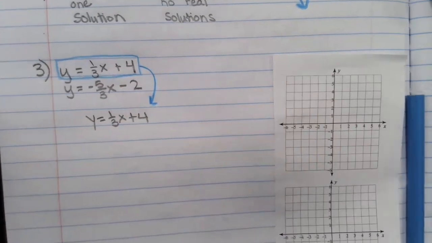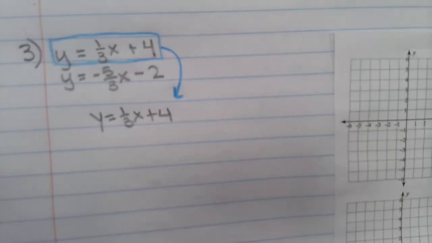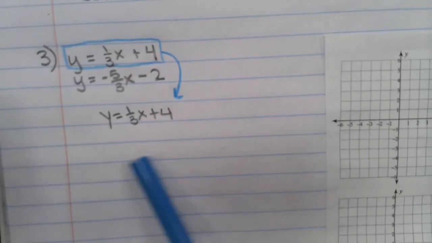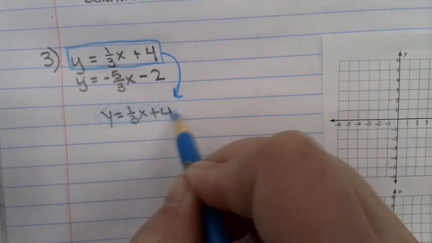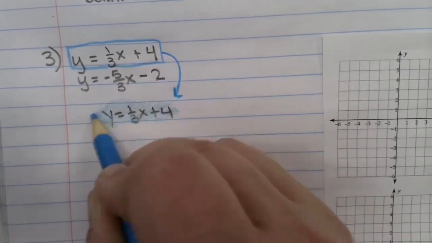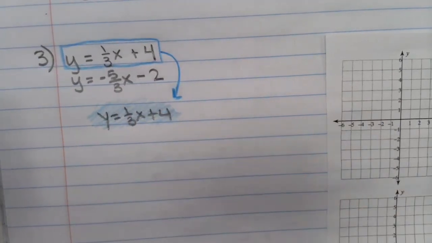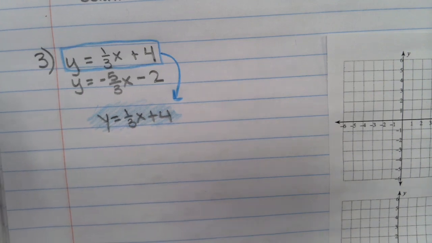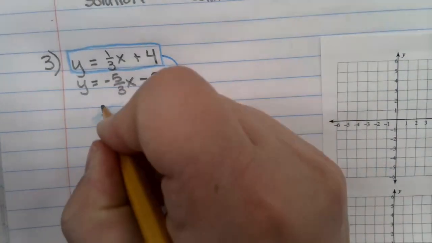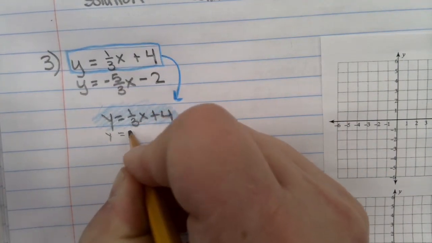When we graph a line, what are we going to start with figuring out? What kind of form is this one in? Is this standard form, slope-intercept form, or point-slope form? Slope-intercept form is y equals mx plus b.